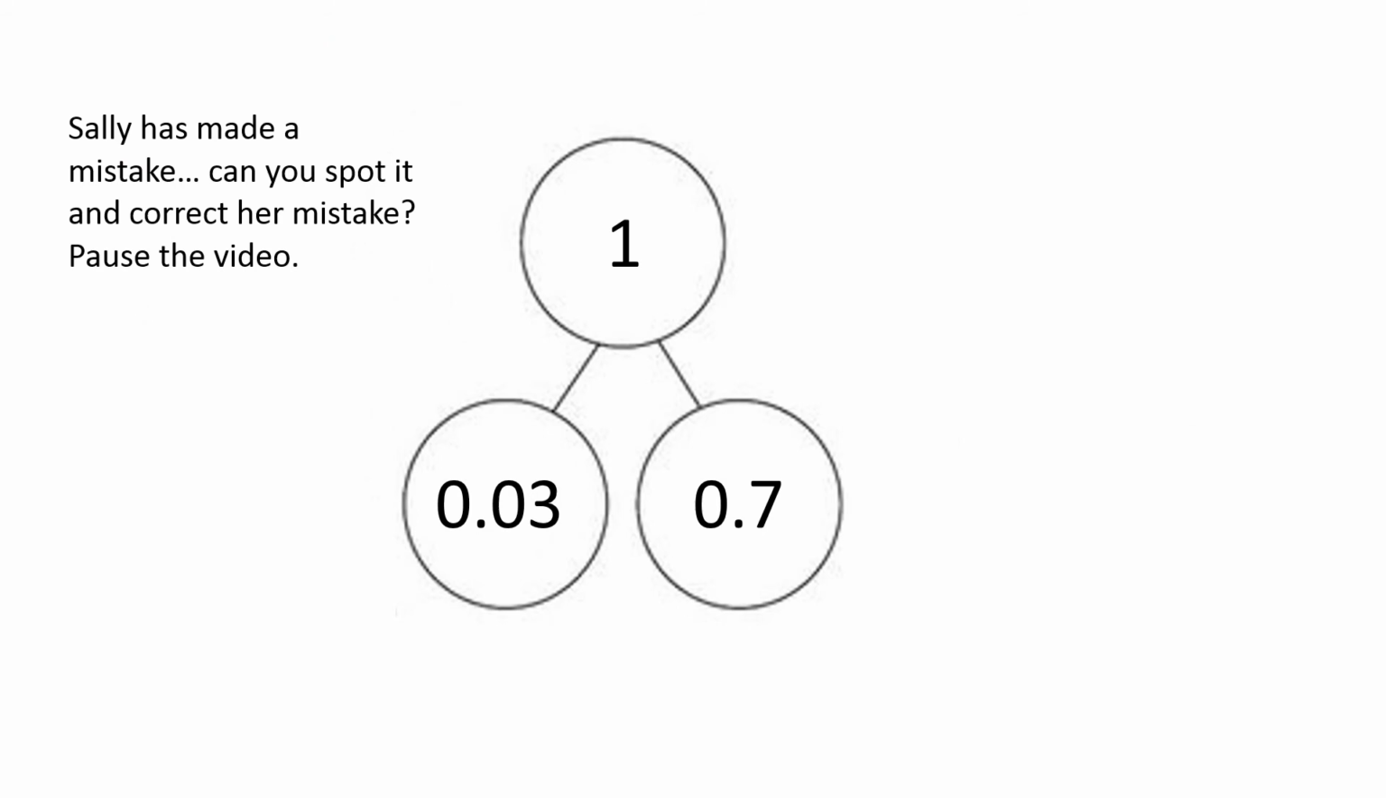Now over here, Sally has made a mistake. Can you spot it and correct her mistake? Pause the video and have a think. Over here, let's go through it together. We have a whole. And then we have 0.03 and 0.7. So 0.03 would be 3/100 and 0.7 would be 7/10. So let's write that down, 7/10.